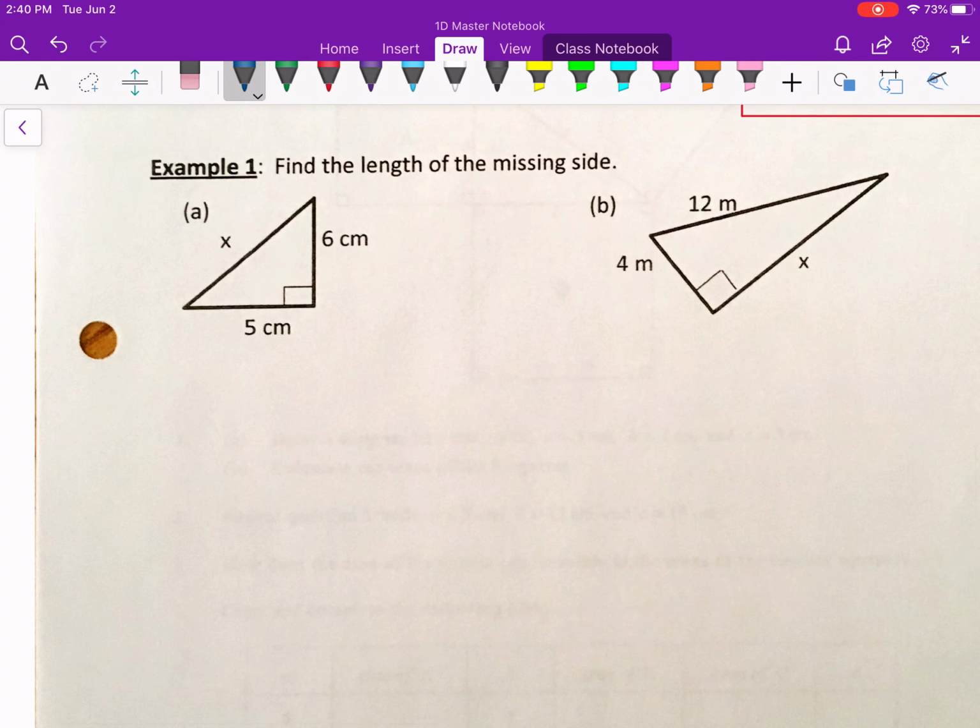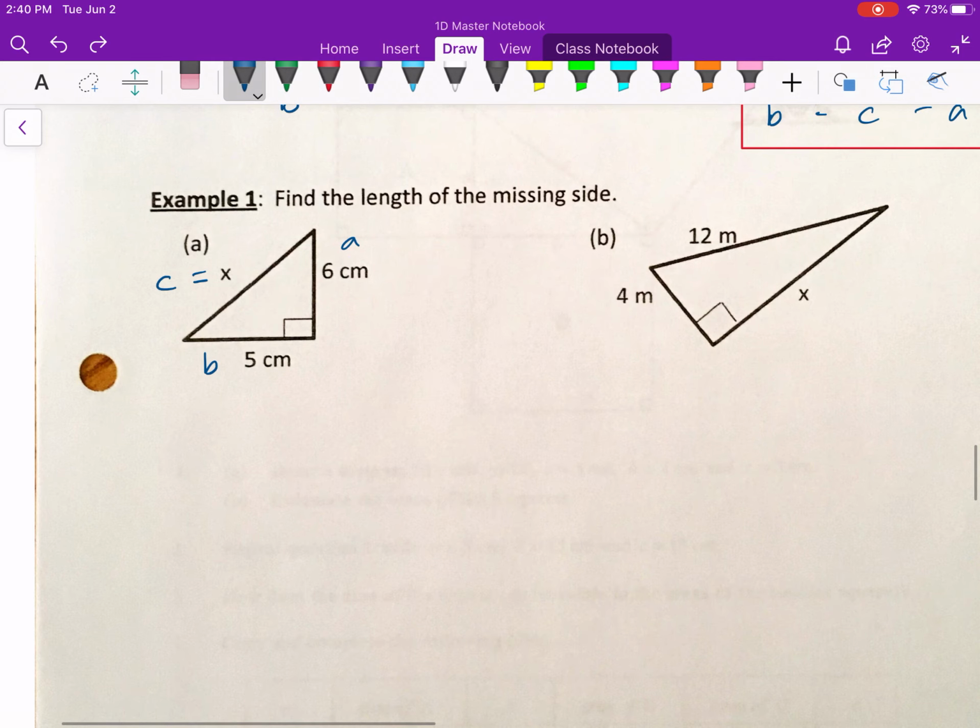Okay, so we already established that the longest side is the hypotenuse. I'm going to call that C, even though it's already called X, just for formula purposes. I'm going to call this A, and I'm going to call this B. But I could have called this B, and I could have called this A, because it doesn't matter at all which one I call which. All right? So just be aware that that part doesn't matter. So I'm trying to find C.